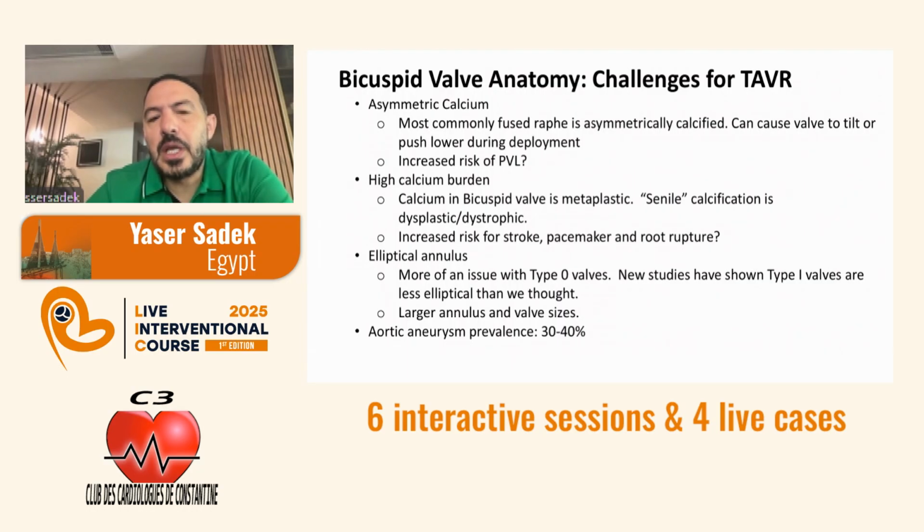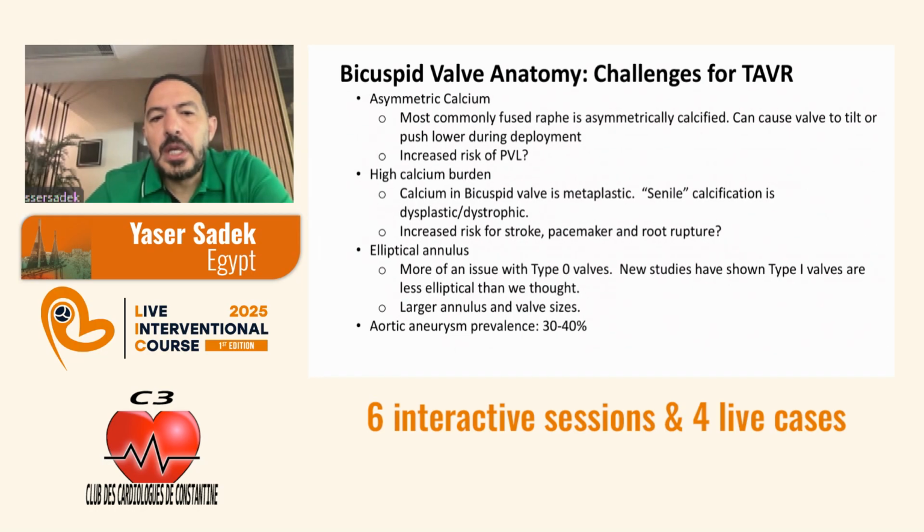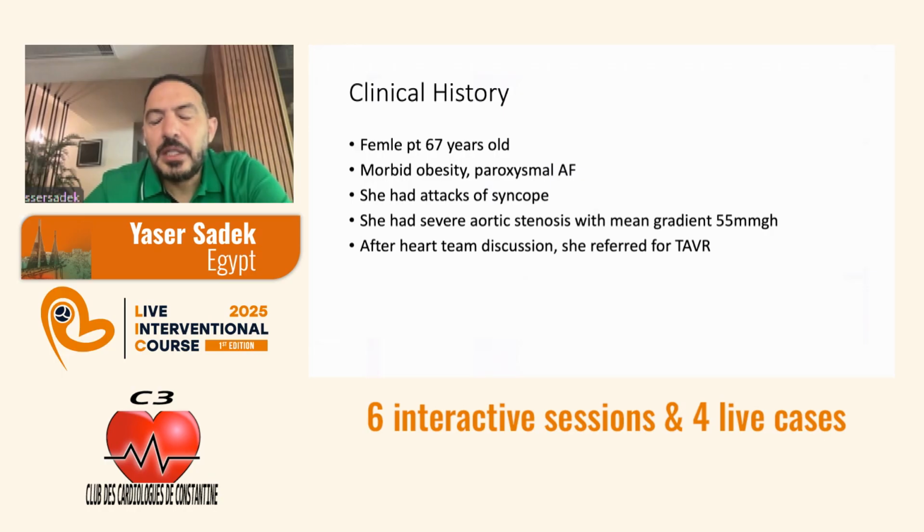High calcium burden. Calcium in the bicuspid valve is a metabolic, snarl-like calcification, and will increase the risk of stroke, pacemaker, and root rupture. Elliptical annulus, more in type 0 valves, though new studies have shown type 1 valves are less elliptical than we thought. We also always note that in bicuspid aortic valve we have a larger annulus than we expect, and about 30 to 40% of bicuspid aortic valves are associated with aortic aneurysm and aortopathy.